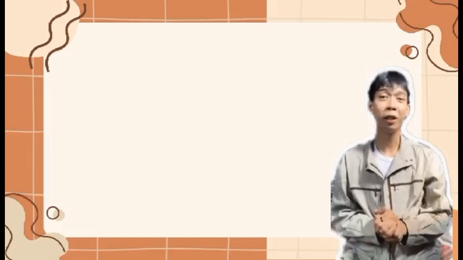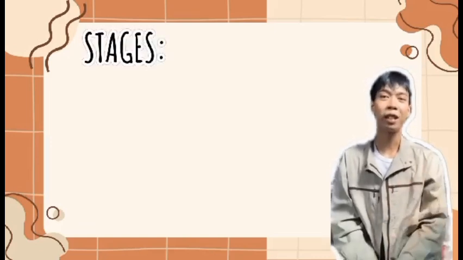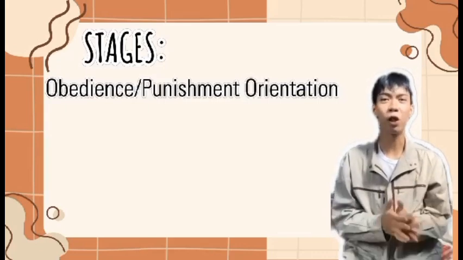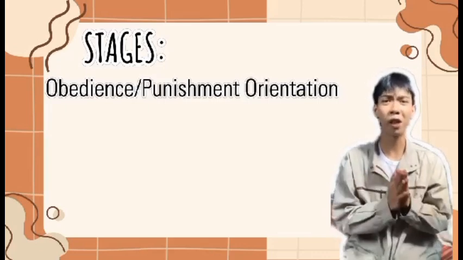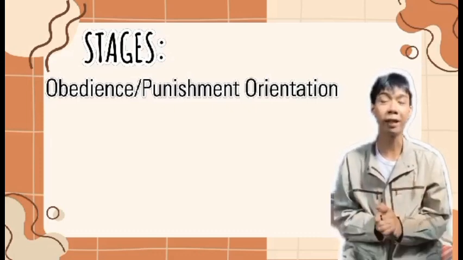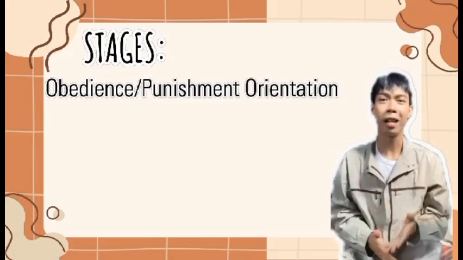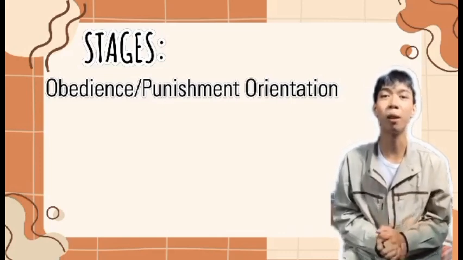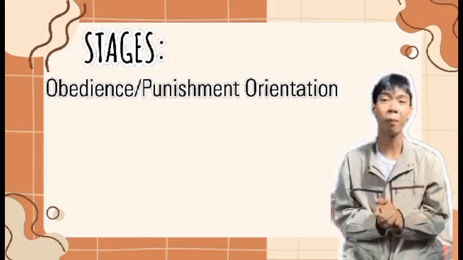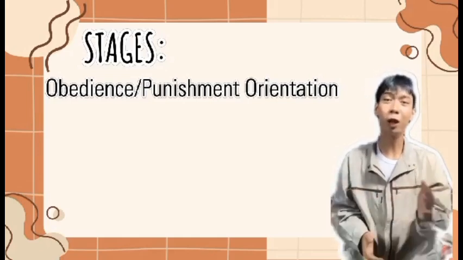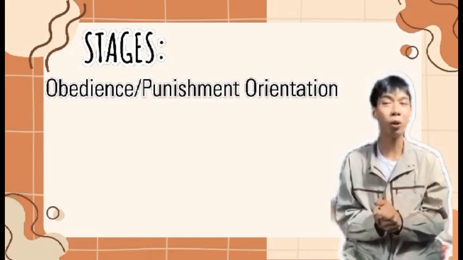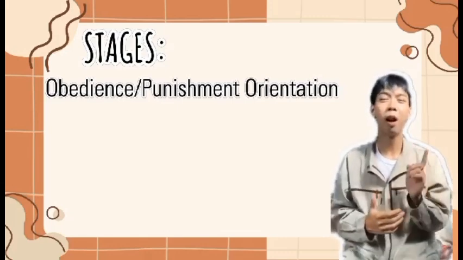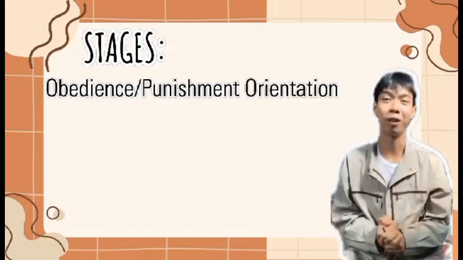Now let's proceed to the stages. First stage is the obedience or punishment orientation. At very young ages, children define the morality of a behavior as a direct function of its consequences. In this childish reasoning, behavior that is punished is not moral, and behavior that is rewarded is moral. Children believe that people should obey rules so they can avoid punishment. Rules are absolute and inflexible.